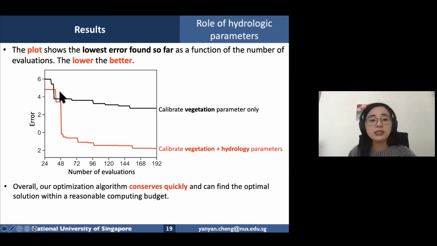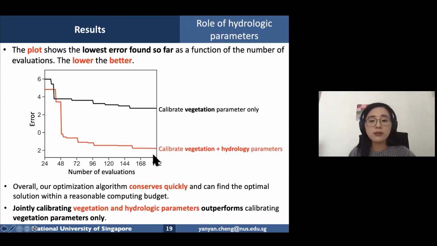Here, this black line is where we only calibrate the vegetation parameters, and this red line is where we calibrate both the vegetation and the hydrology parameters. Here, the lower the value, the better. So we can see when we jointly calibrate both vegetation and hydrology parameters, it significantly improves the model performance, which further demonstrates the impact of hydrology on the model simulation results.